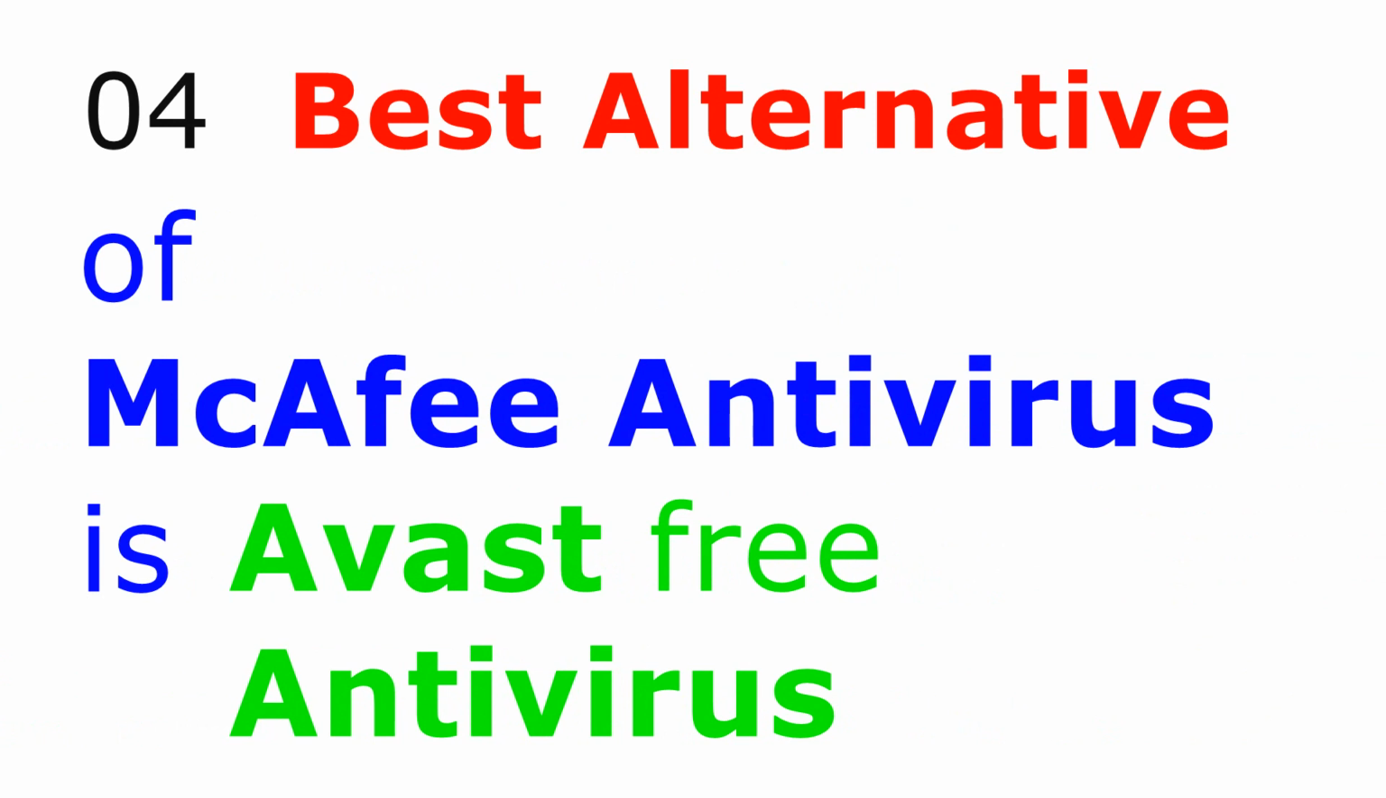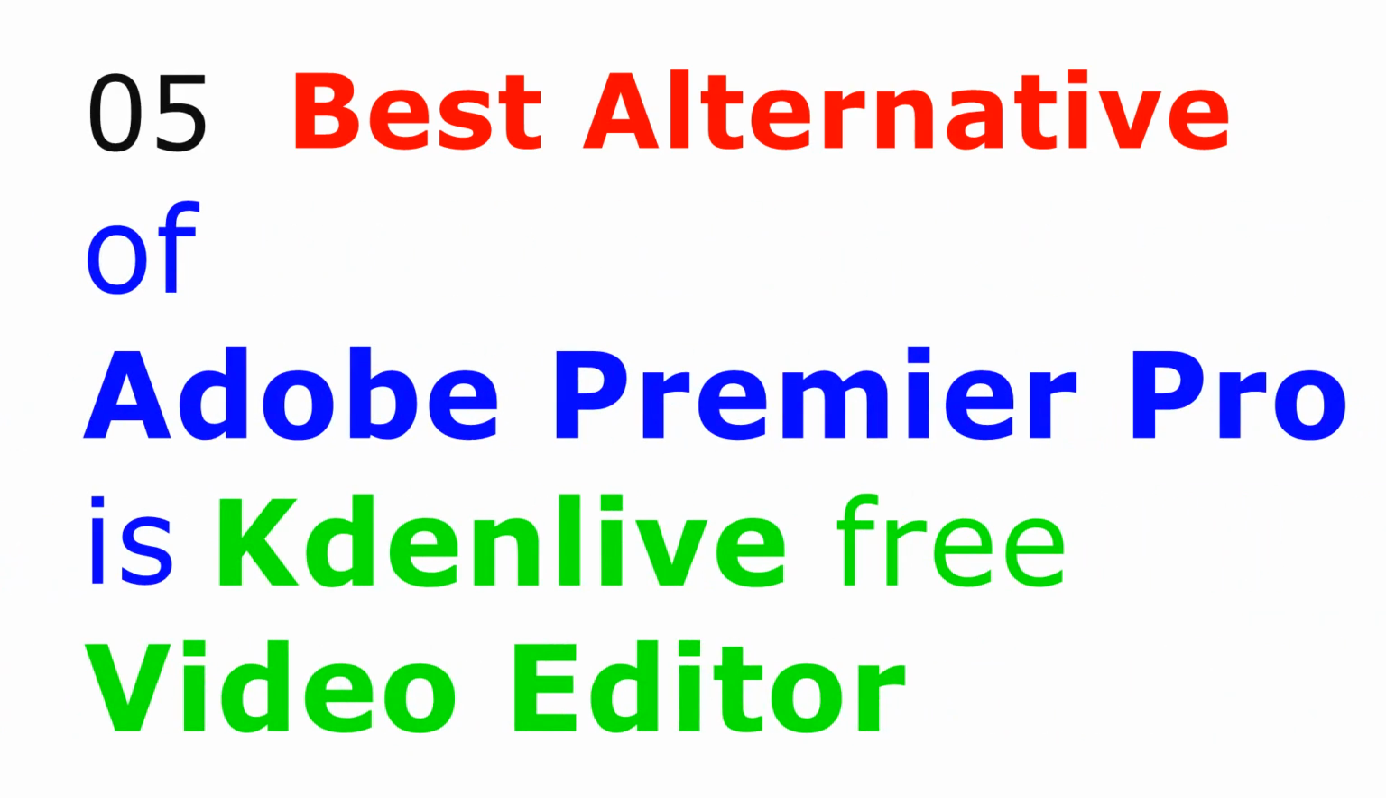An antivirus program will probably be installed on your new computer, but after 30 days you will have to pay about 76 Aussie dollars a year for McAfee or Norton antivirus programs. Adobe Premiere Pro is available by subscription for about 40 Australian dollars a month, while Kdenlive is free.